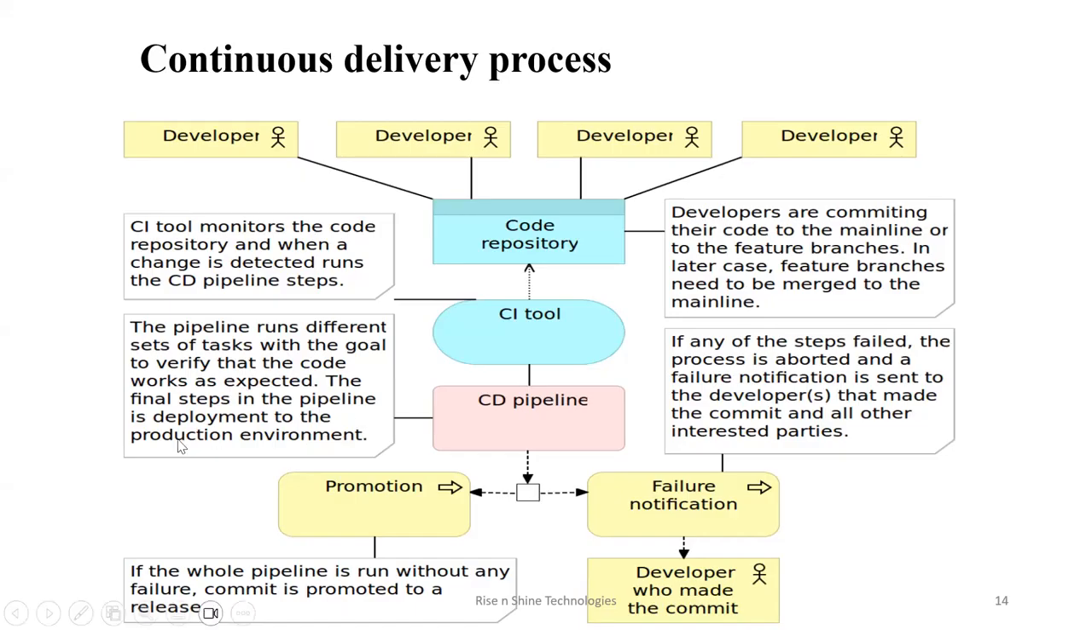But finally, delivering or deploying this application to the production environment, that change. If some failure happens, there is a failure notification. If it is successful, then it is promoted to production. If the whole pipeline runs without any failure, the commit is promoted to a release, that is, to the production environment.